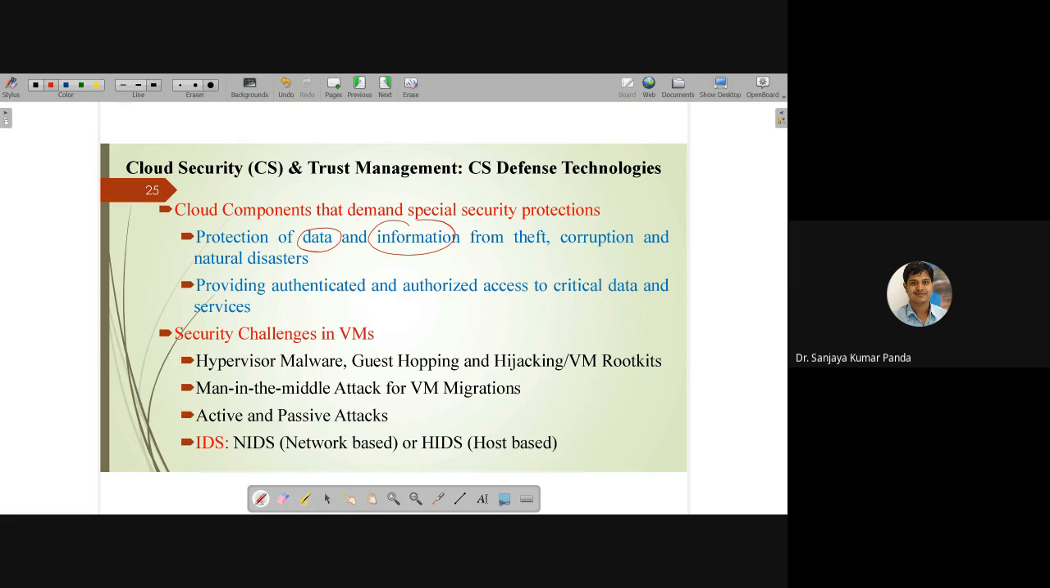In this context, you can also see some of the security challenges in virtual machines, like hypervisor malware. A hypervisor is our virtual machine monitor. If any kind of worm, a network worm, is injected into our hypervisor, that also leads to an attack. Similarly, guest hopping and hijacking or VM rootkit attacks are also issues. Man-in-the-middle attacks, we have already seen, and there may be a number of attacks like active attacks and passive attacks, which also create challenges to our cloud system. IDS can also be looked at from two perspectives. It may be a network-based IDS or it may be a host-based IDS. We can focus on that.